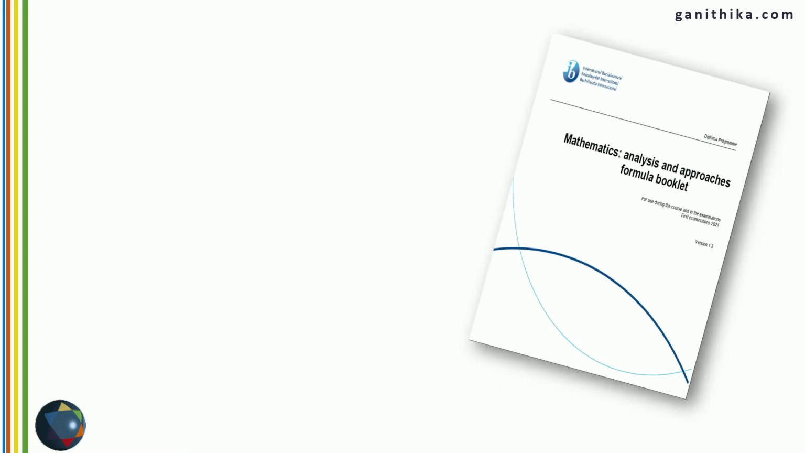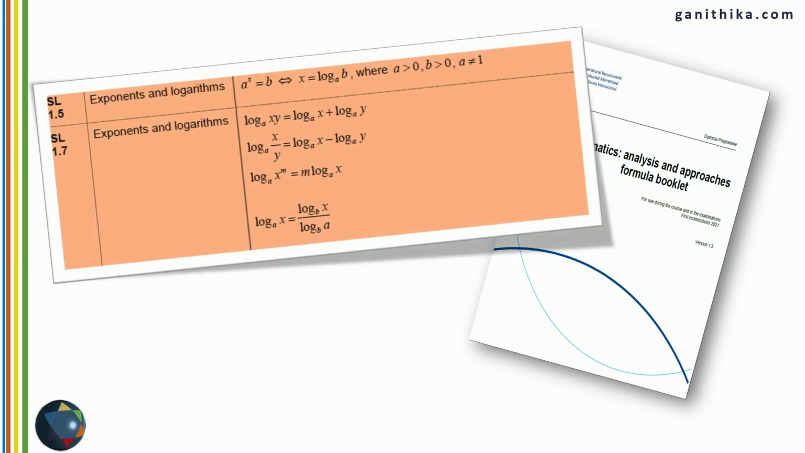Proceeding with this video, from the formula booklet that you should be having in front of you now, we have these formulas given in the booklet. For SL 1.5 and SL 1.7, exponents and logarithms are under the SL syllabus. Therefore, this is common for both standard level and higher level students. The first set of rules here helps us convert from exponential to logarithmic and logarithmic to exponential form. The next set is the rules of logarithms. Unfortunately, we don't have rules of exponents in this formula booklet. I'll be giving those rules soon here in this video in a few minutes.